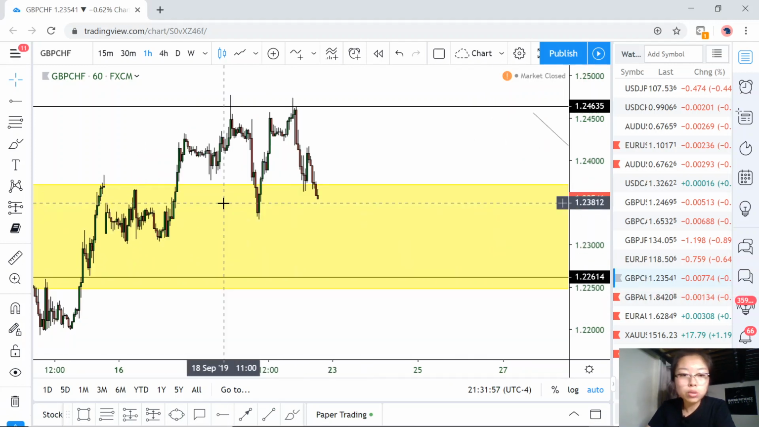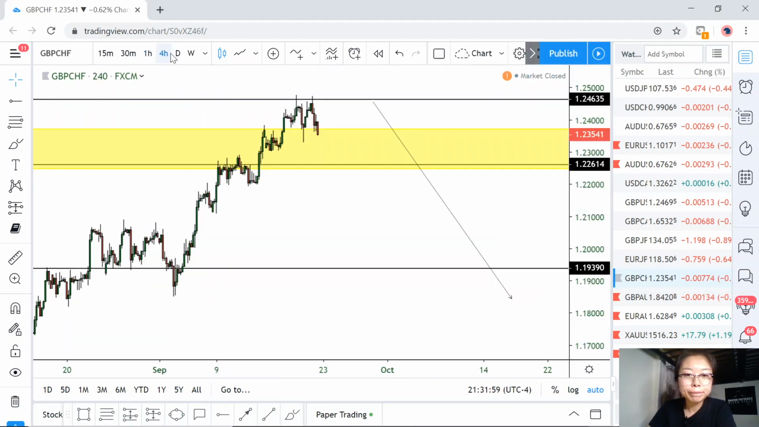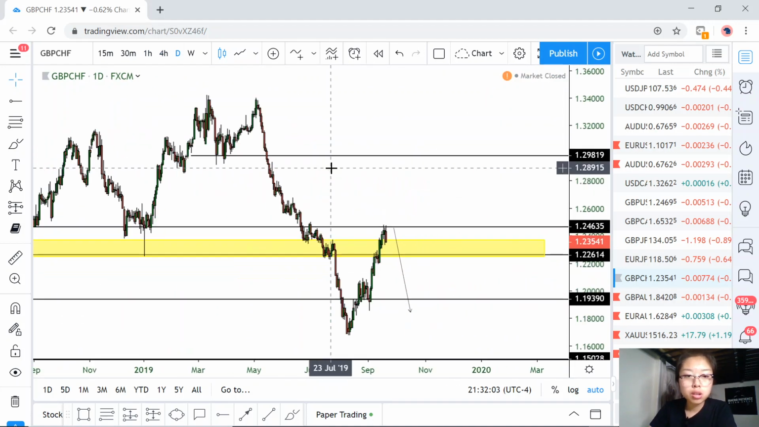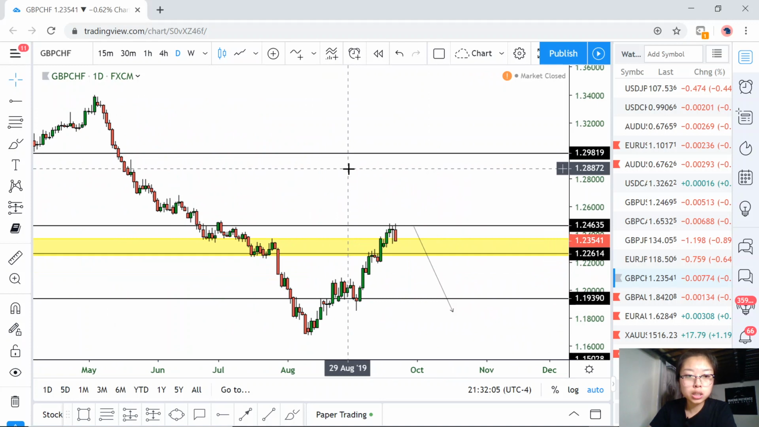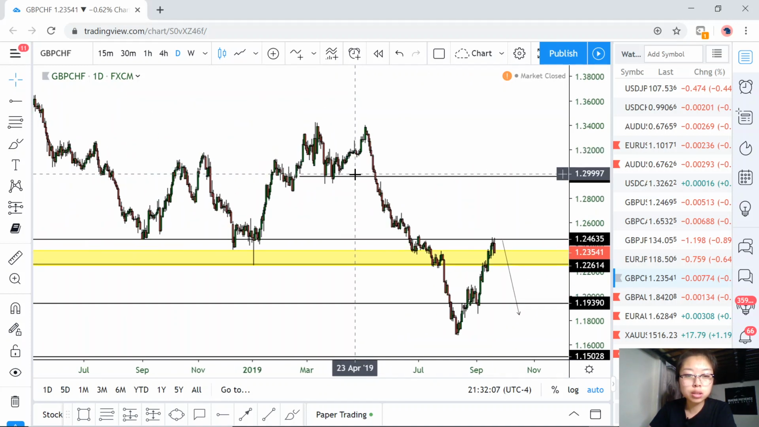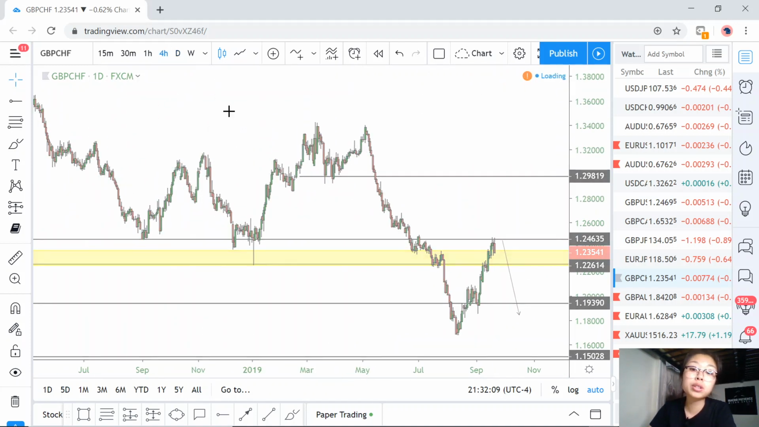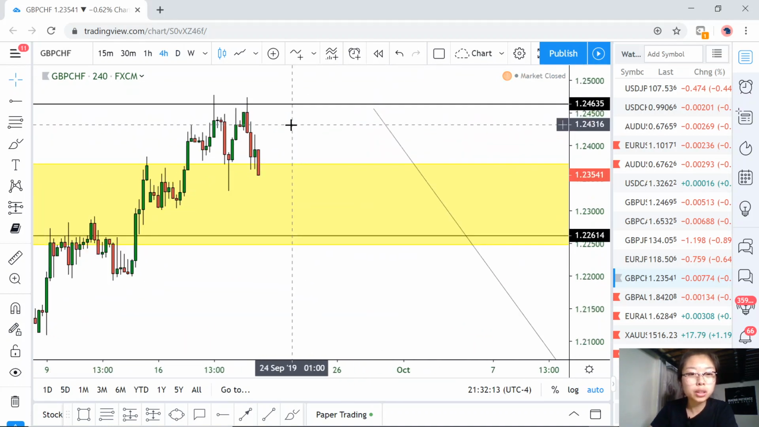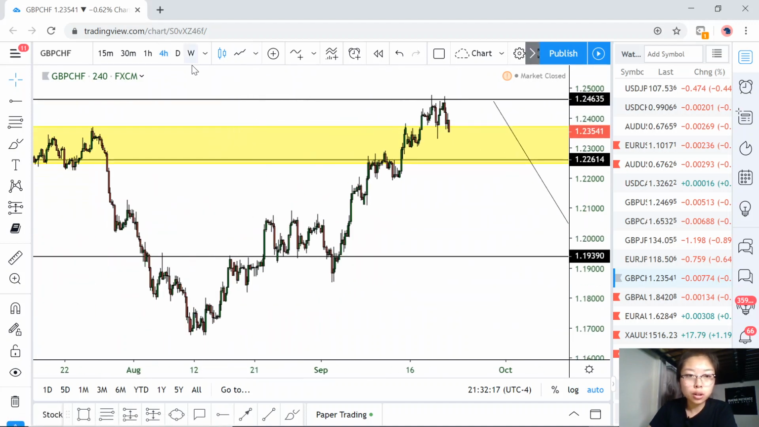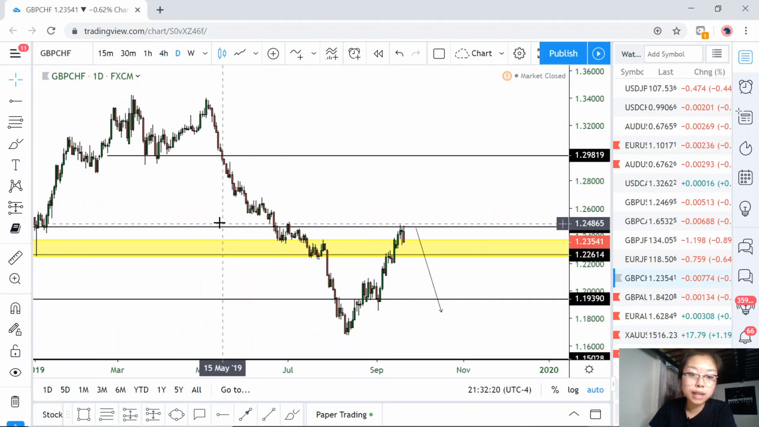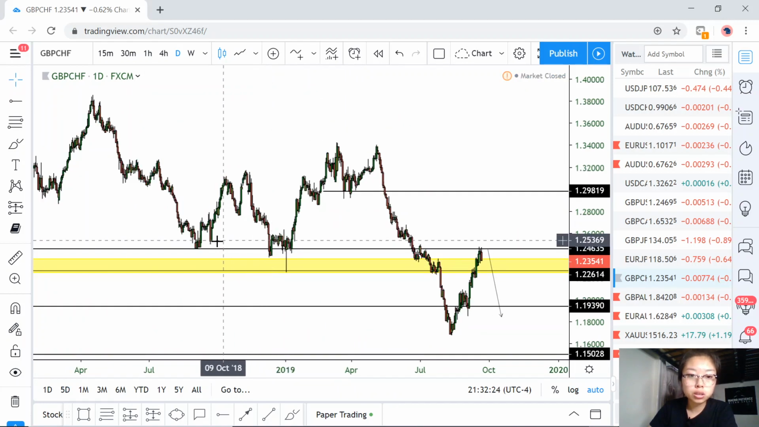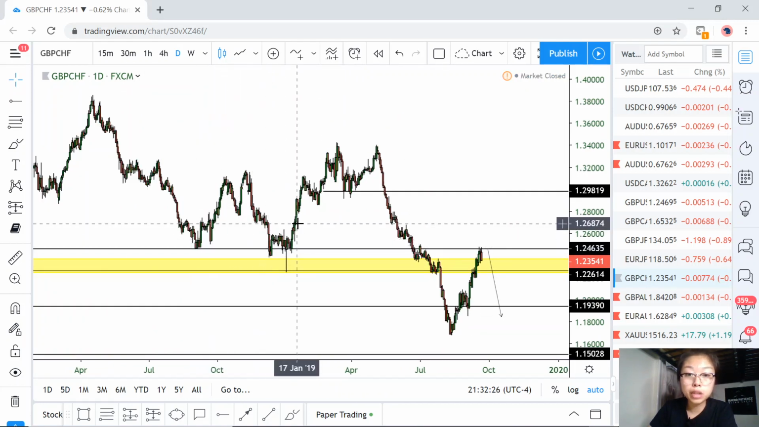CHF, the pound Swiss. Last week we said, I'm not sure, I don't actually remember what I said last week, so we'll just do it this week. We have a little double top going on, some little rejection candles, some wicks off of our zone or level over here. This is major structure, a major support zone.